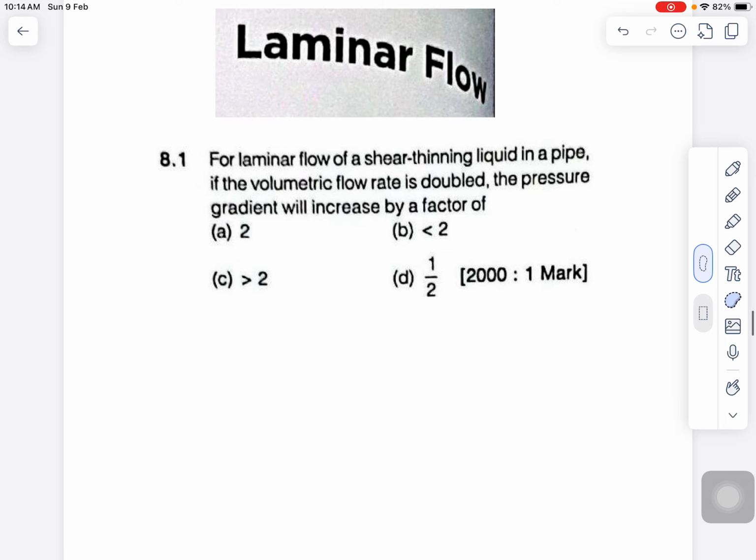So here the next PYQ series in fluid mechanics is Laminar Flow. Already I have talked about lots of PYQ of different subjects in all of these topics. So let's start with this question first.